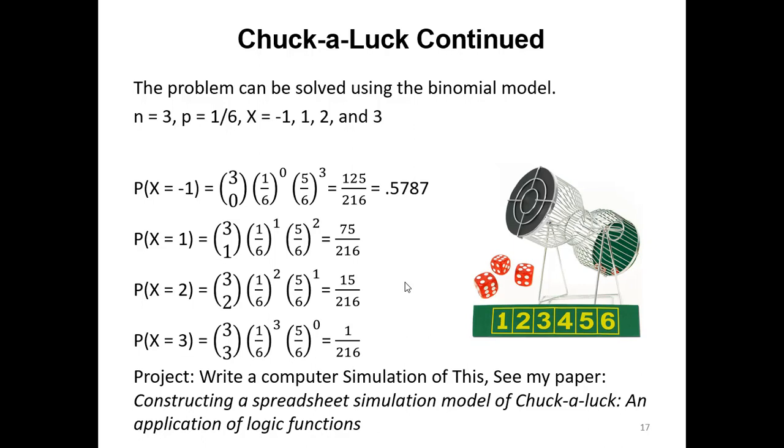So it's an interesting game where we could use many of the ideas that we see in this chapter. But I mention it because it's an interesting project for students to write a computer simulation of this. I know I had students in the past that were interested in it. And you could see this game analyzed and even some of the key ideas to writing the simulation in this paper of mine called Constructing a Spreadsheet Simulation Model of Chuck-a-Luck, an Application of Logic Functions.